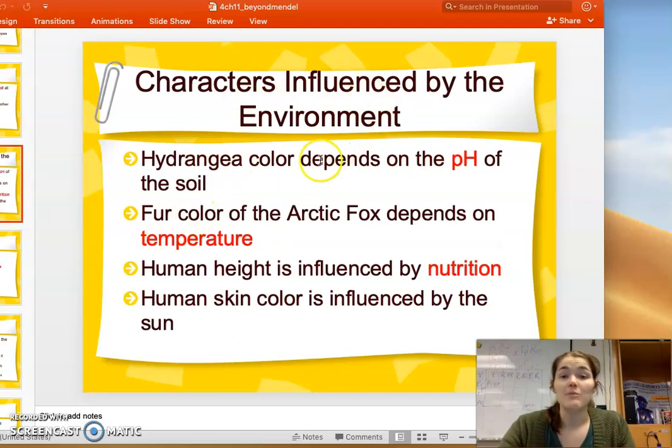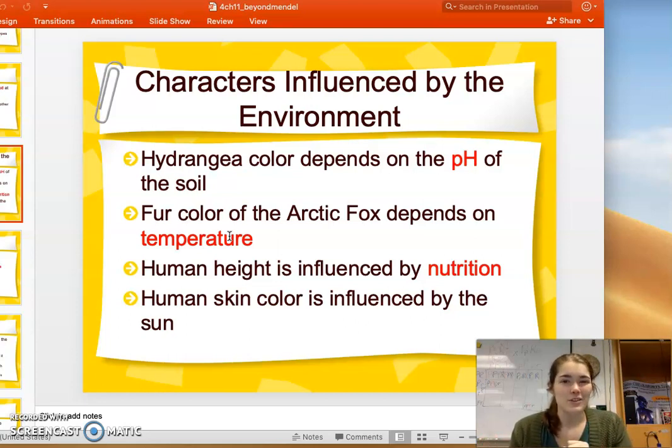Now, some characteristics can be influenced by their environment. So for example, hydrangeas, which are flowers, the color depends on the pH of the soil. So you can actually take a hydrangea that's supposed to be red, and if you make the pH really acidic, you can turn them blue. Fur color of an Arctic fox depends on temperature. If it's really warm out and there's not a lot of snow, if you're an Arctic fox, like a white-furred fox, on a non-snow background, you're a dead fox. So in the summer, they turn brown, and then when it gets cold, their fur turns white.